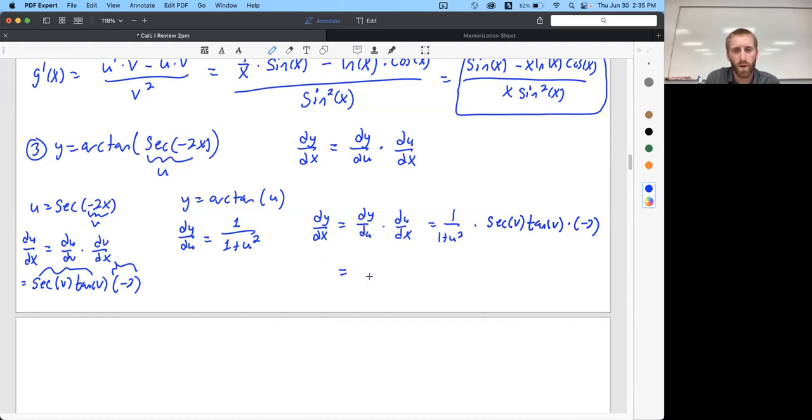And then cleaning all that stuff up. I don't want to be left with v's and u's everywhere. So I need to replace some stuff. So on the top, I have a -2. I have a secant of v. Well, v was -2x. So I can plug that back in. Times tangent of v, which is tangent of -2x. All over 1 plus u squared. And u is the secant of -2x. So we get 1 plus secant squared of -2x. So that is our answer.